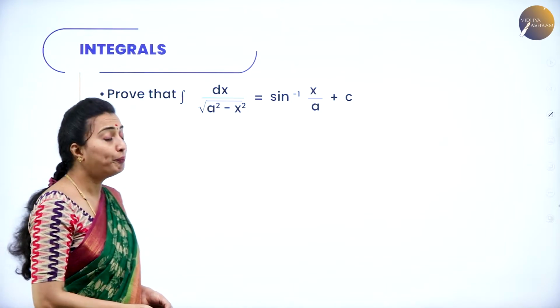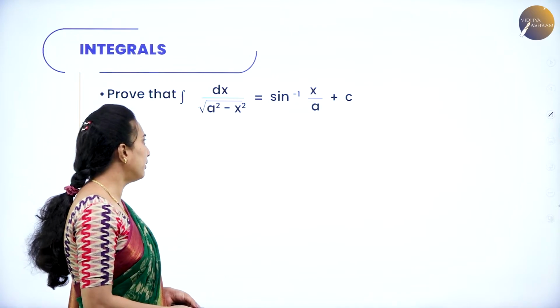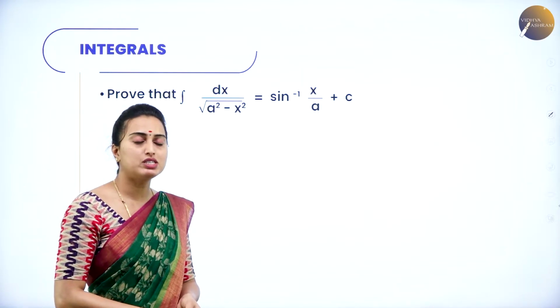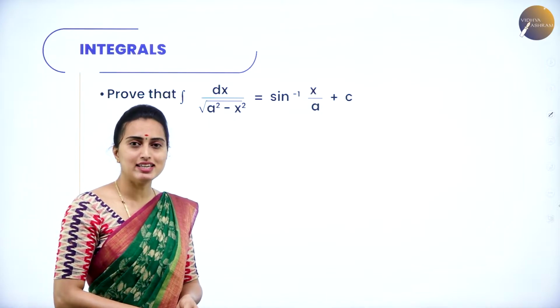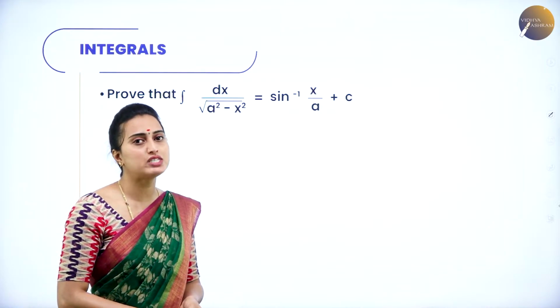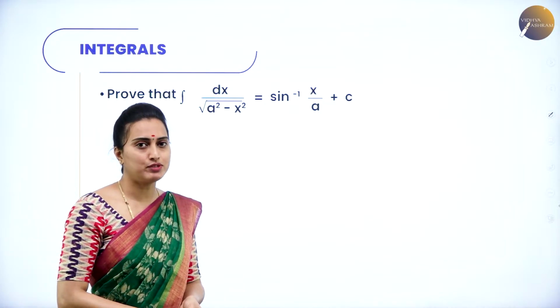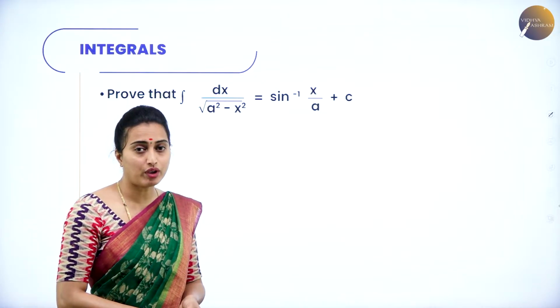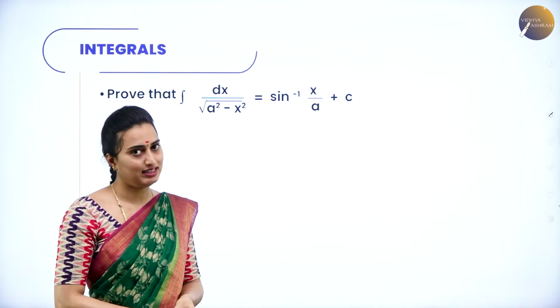What they have asked: prove that integral of dx divided by under root a squared minus x squared is equal to sine inverse of x by a. Dears, yes, your guess is right. Right hand side is in terms of sine. So here also we are moving according to a substitution of x. x is equal to what? Yes, substituting it as a sine theta.